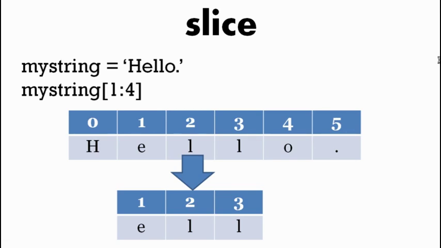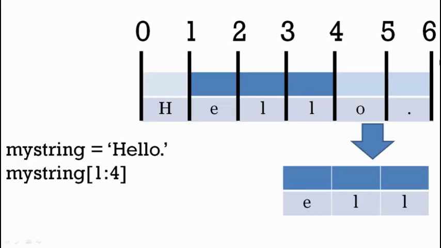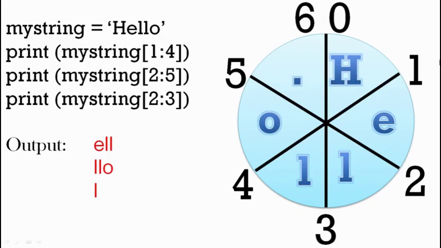We have the positions 0, 1, 2, 3, 4 and 5 and 6, and we use the square brackets. We use 2 numbers, where we start, number 1, and where we finish, number 4. So it's a good idea to use these numbers to work out where the start and finish are. We can also use the others, so 1 to 4 is ELL, 2 to 5 is LLO, and 2 to 3 would just be the character L.